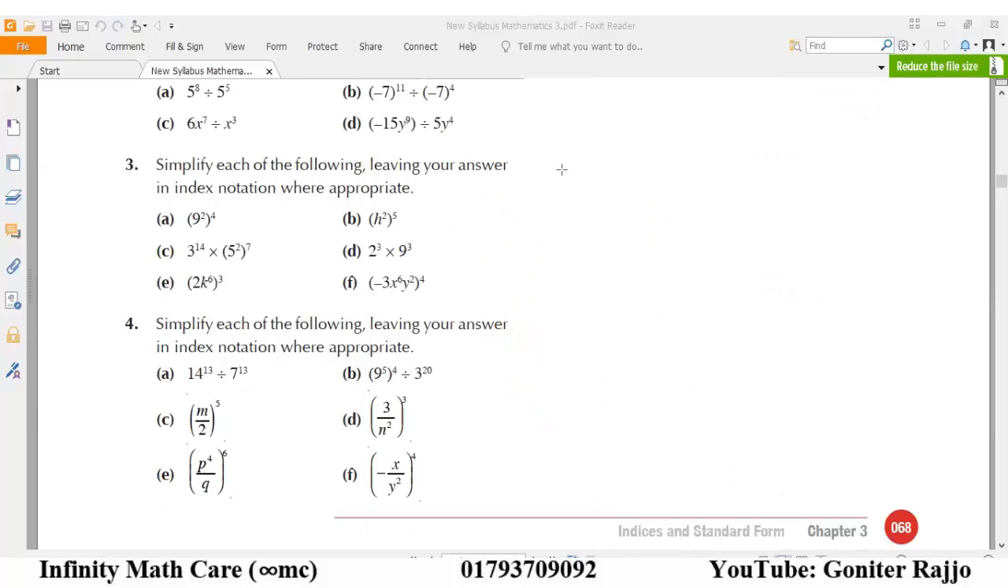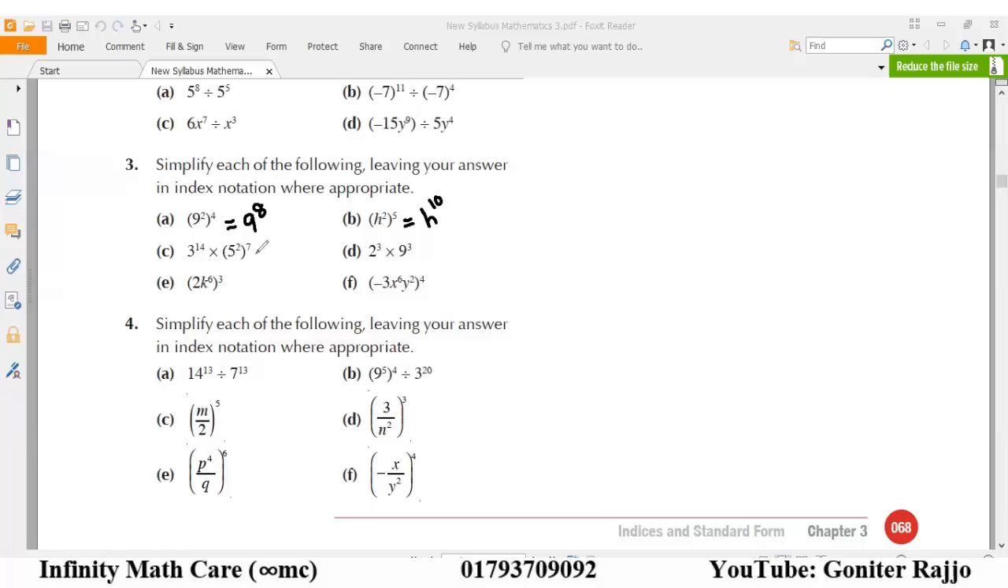Now number 3. Number 3 is very important. Look at this. Simplify each of the following, leaving your answer in index notation where appropriate. Now number A, 9 to the power 2, all to the power 4. That is very simple. When we see this type of thing, we just multiply the powers. So here our answer should be 9 to the power 8. Simple. Number B, a square to the power 5. That means we have to multiply the powers. So a to the power 10.